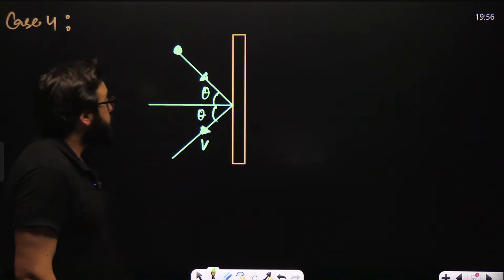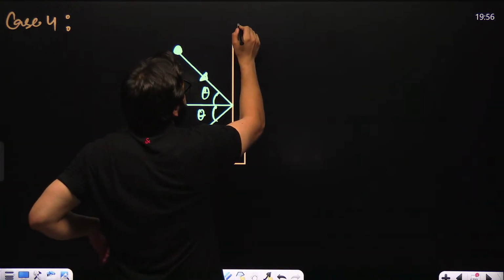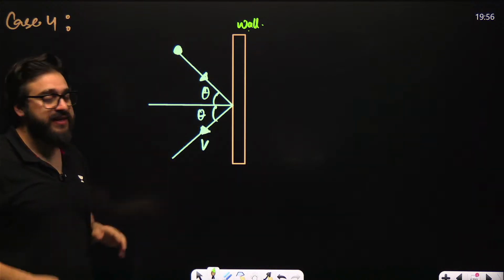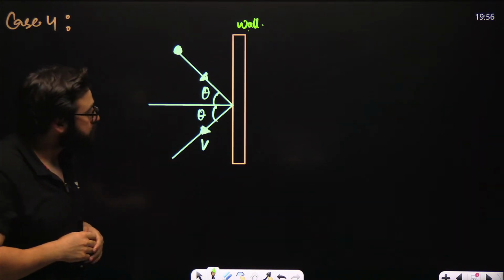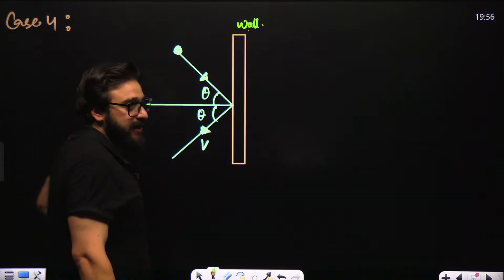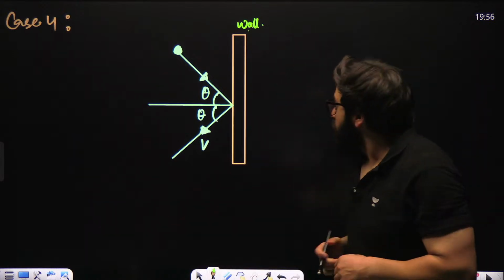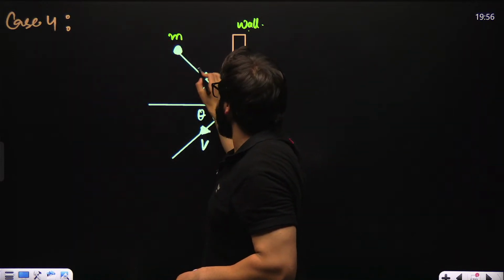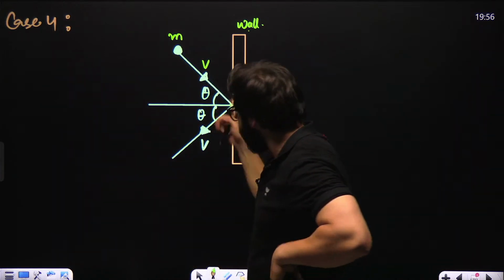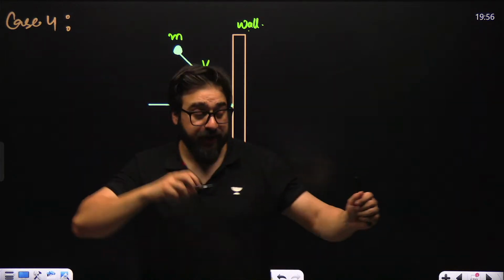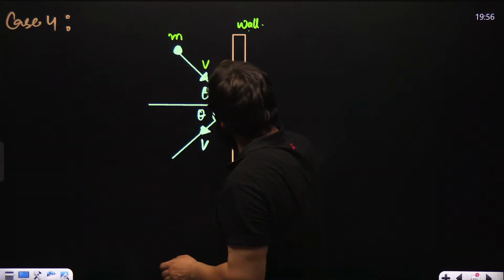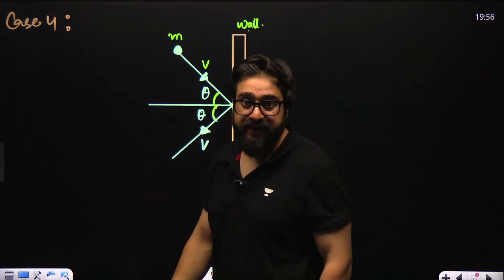Next. Let's suppose the ball hits the wall, this is the wall. If the ball hits the wall at an angle of theta, and when it strikes the wall it gets reflected something like this. Guys, see, we say mass is m, velocity is v. It gets reflected with the same velocity at the same angle. Like you are throwing a ball something like this. It falls and gets reflected. Here it makes the angle theta, here it makes the angle theta.